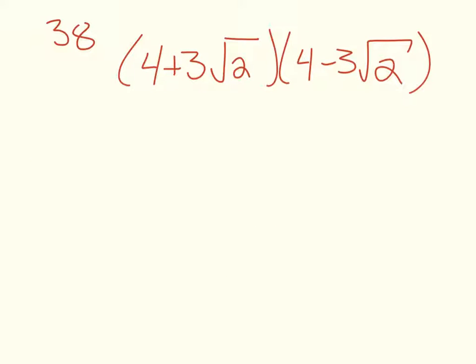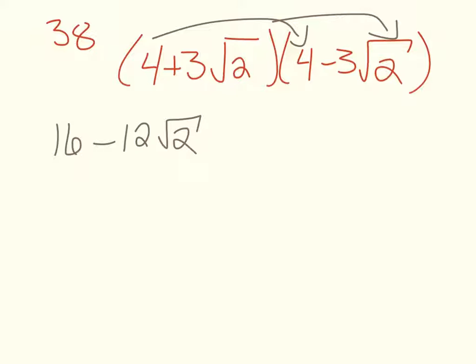So we're going to take the first term and distribute it. What do we get when we do that? 16 minus 12 radical 2. Is that okay with everybody?